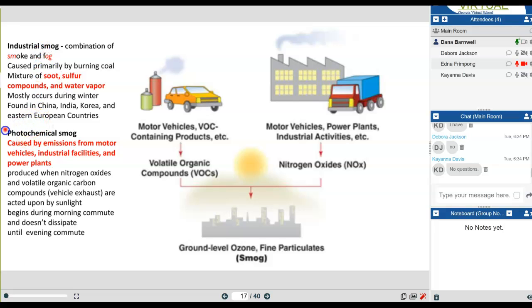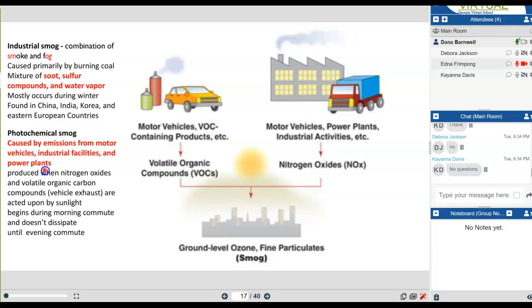But then we get into this term photochemical smog. So these are emissions that are caused by motor vehicles. So this is what we're going to be talking about right in here. With motor vehicles, we can find some emissions coming from industrial facilities and from power plants, but I'm going to focus primarily today in our discussion around motor vehicles, the combustion engines of the number of cars that are on the road.